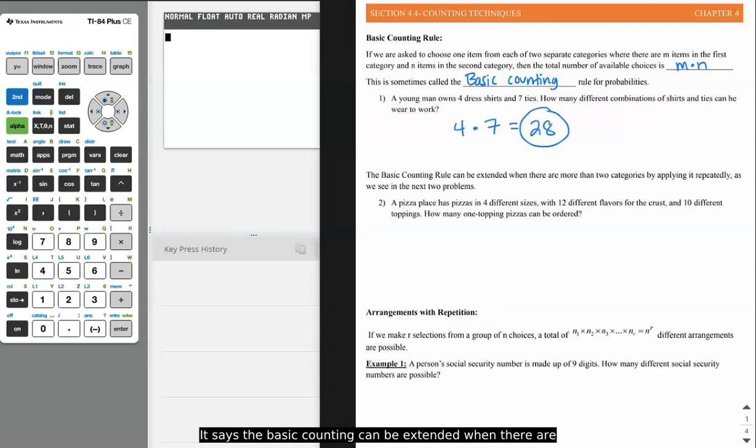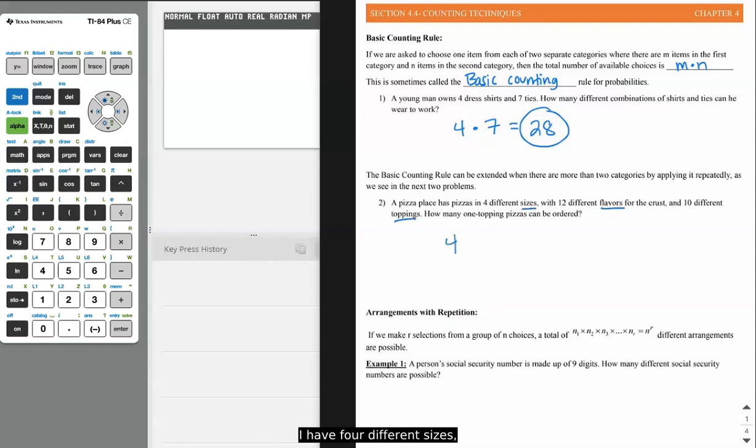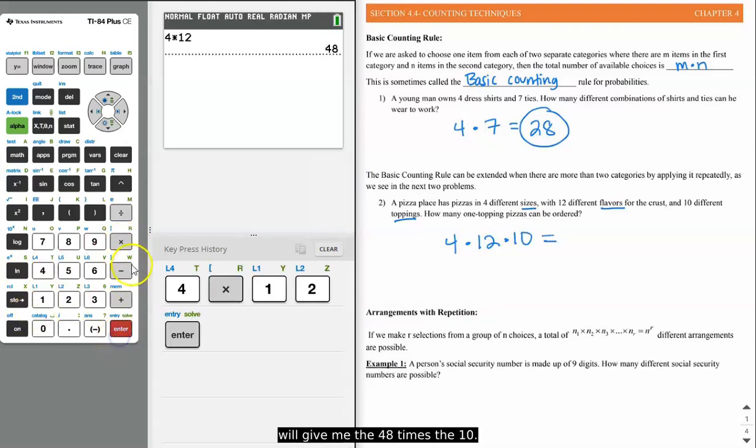So it says the basic counting rule can be extended when there are more than 2 categories by applying it repeatedly, as we see in the next problem. So 2 says a pizza place has pizzas in 4 different sizes with 12 different flavors for the crust and 10 different toppings. How many one topping pizzas can be ordered? So we have the 4 sizes, flavors of crust, and the toppings. So I have 4 different sizes, 12 different flavors, and 10 different toppings. So my 4 times 12 will give me the 48 times the 10.